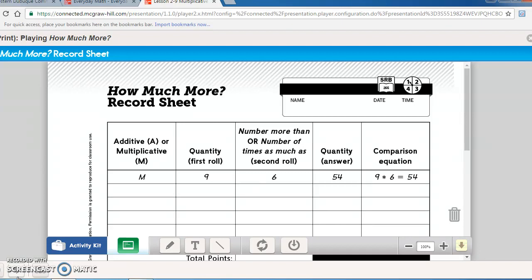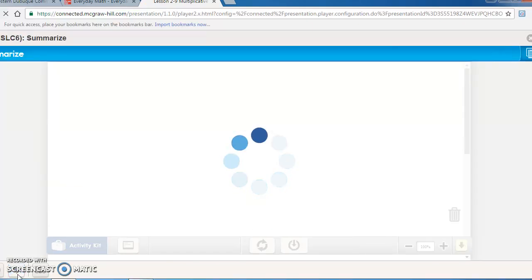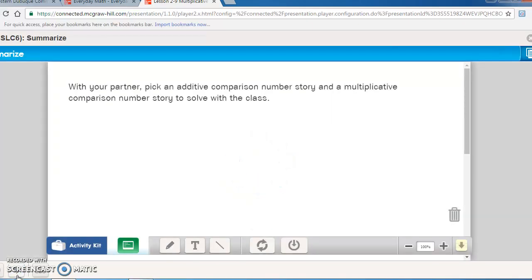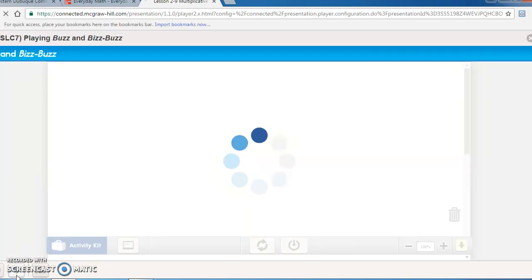How Much More? This is a game that we should hopefully have played on Monday, where we talk about doing this on the record sheet, seeing if you're able to determine whether number stories invoke additive or multiplicative comparisons, and then to see if you can record appropriate addition and multiplication equations on the How Much More record sheet. So with your partner during game time, hopefully you picked an additive comparison number story and a multiplicative comparison number story to solve with each other.